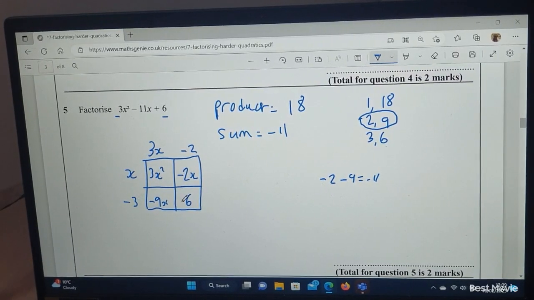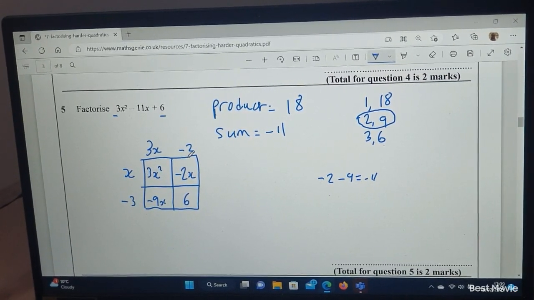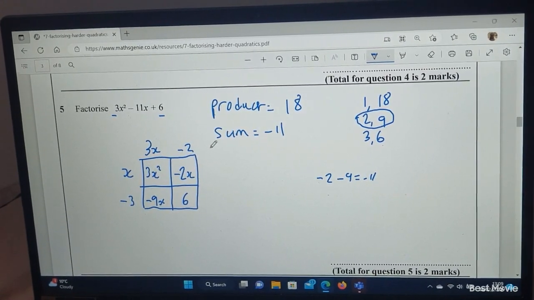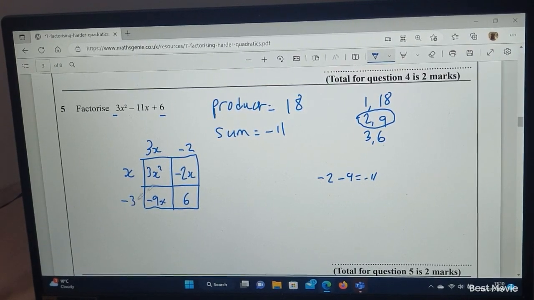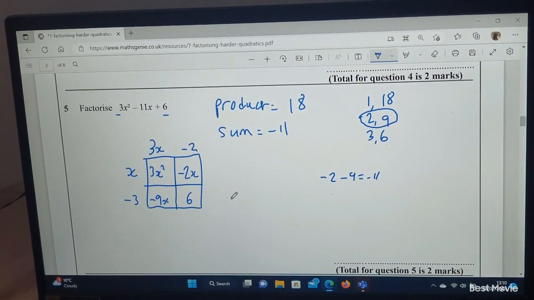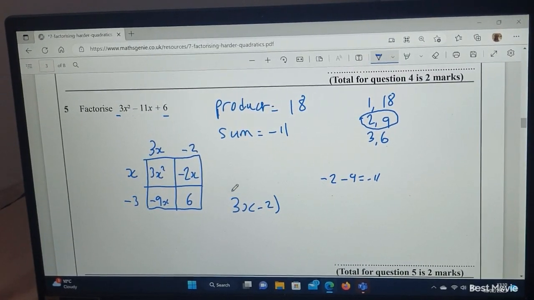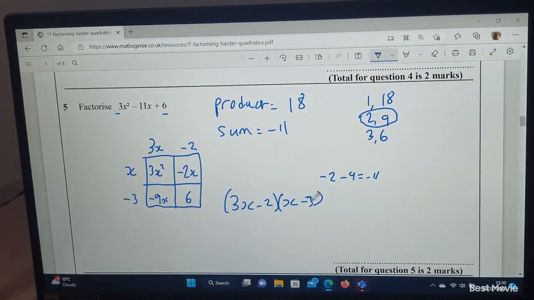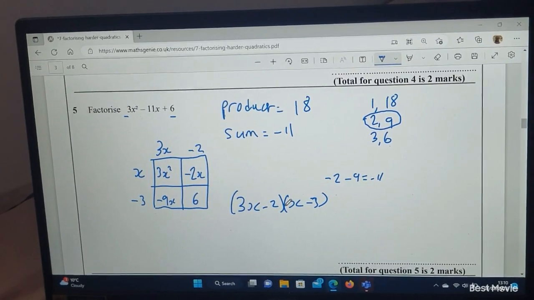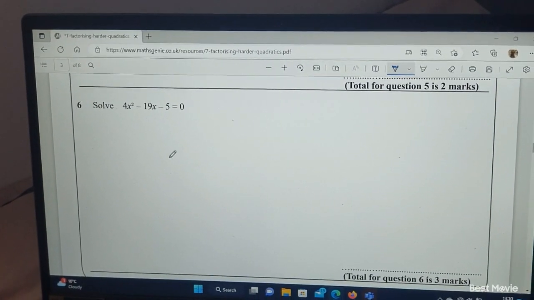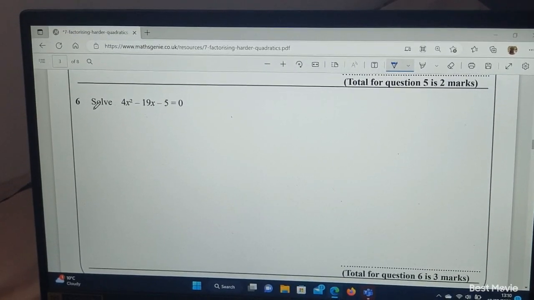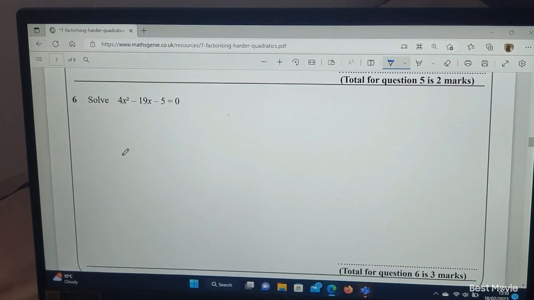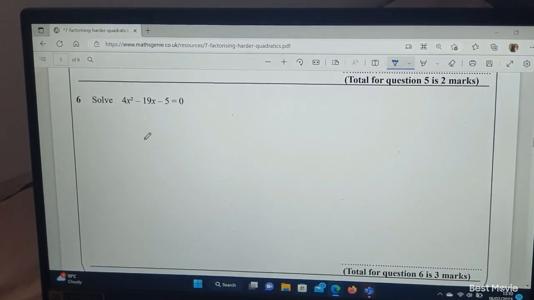Then just check that for every single cell, when you multiply the numbers across them, you get the number that you want. So x times minus 2 is minus 2x. Minus 3 times minus 2 is 6. And then in my brackets, I've got 3x minus 2 and x minus 3. So to solve, remember, we've been factorizing, we've solved once before. To solve, you have to factorize, and then at the very end, find the value for x for each bracket to be 0.